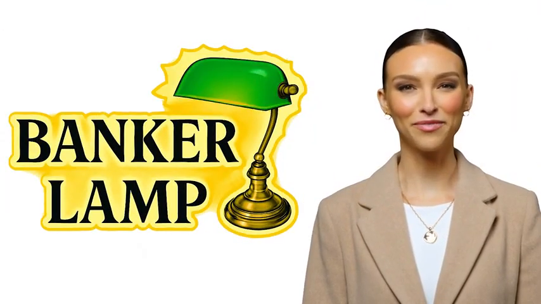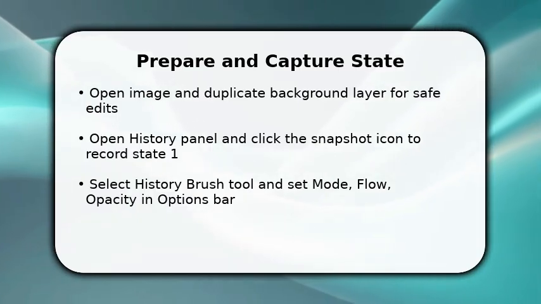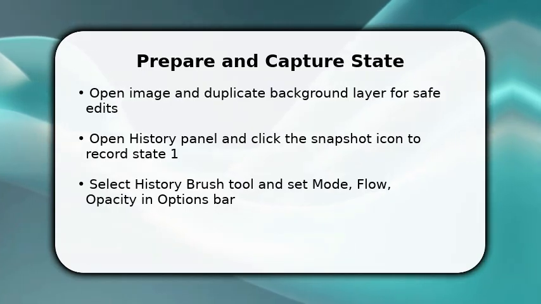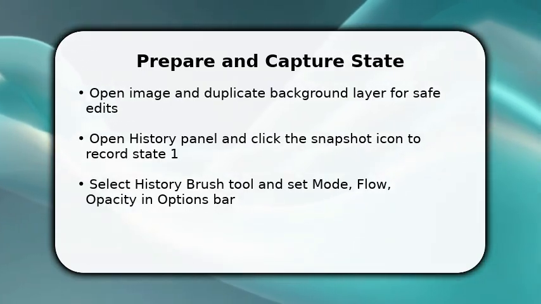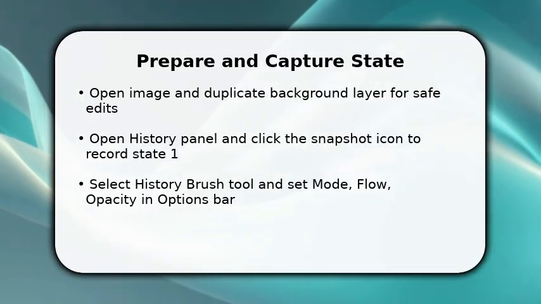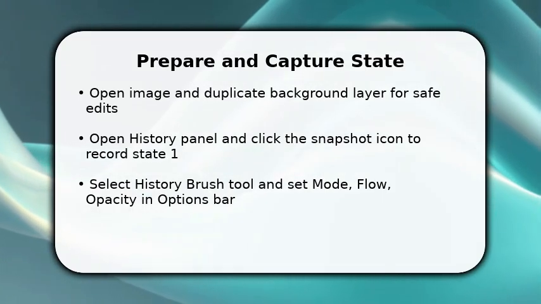Please enjoy the video. You begin by recording the starting point. Duplicate the background and take a snapshot in the history panel so you can paint back to that exact state. Next, switch to the history brush tool and choose the snapshot as your source state. Set mode to normal or overlay depending on effect, then set flow and opacity low for subtle rebuilding.